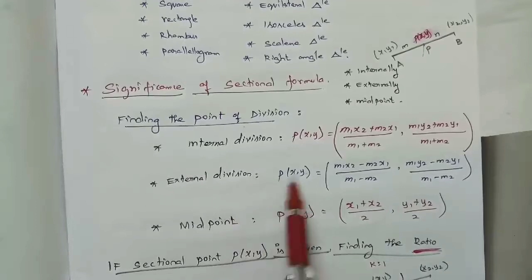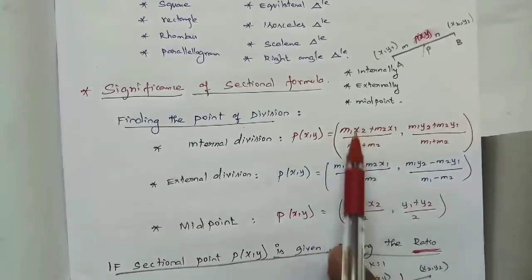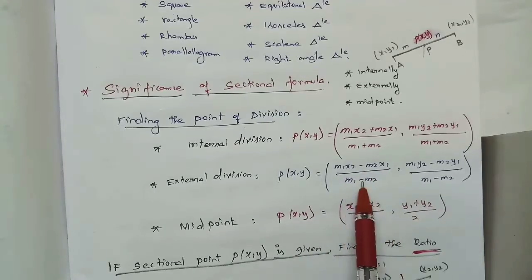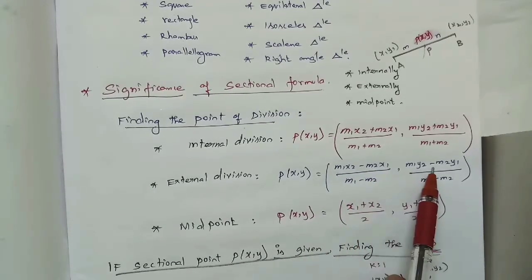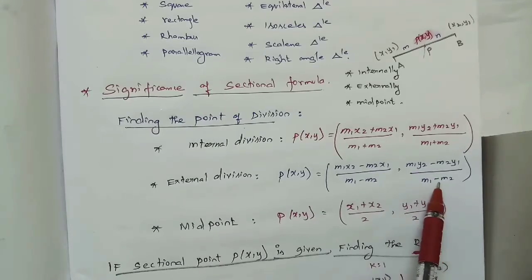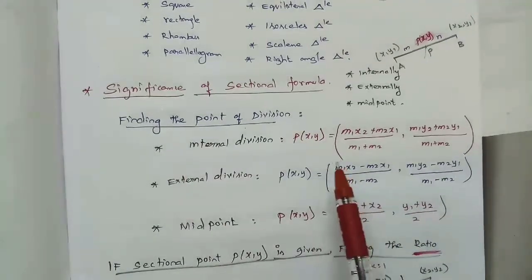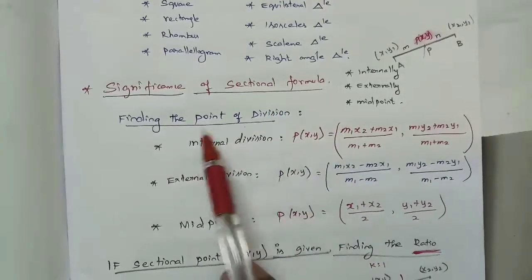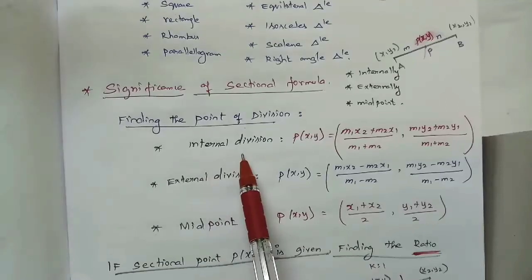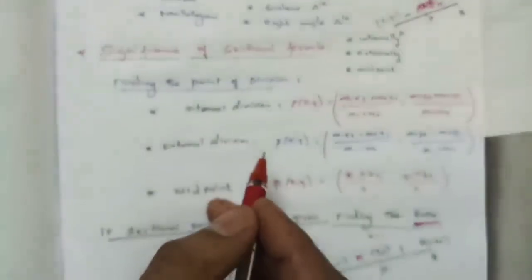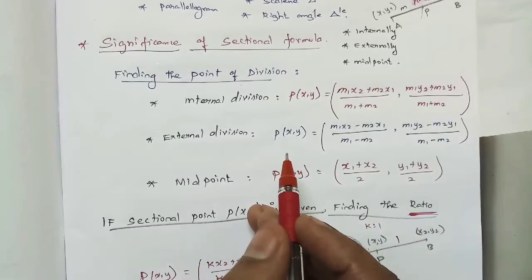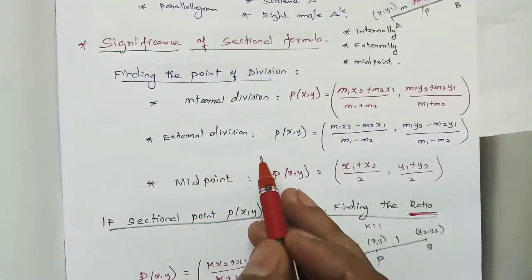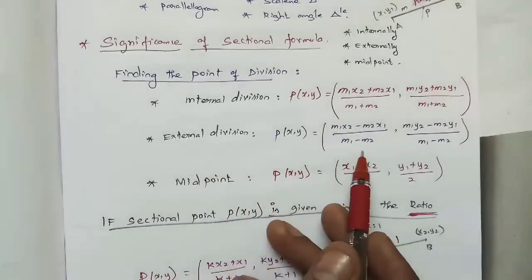External division means P of x comma y is equal to m1 x2. Same formula, but the symbol alone will get changed. m1 x2 minus m2 x1 divided by m1 minus m2, and m1 y2 minus m2 y1 divided by m1 minus m2. Understood? See, usually they ask you to find the section, the point of division. If they ask you to find the point of division, it will always be internal division, right? Specifically, if they mention that the point is dividing externally, then we want to use the external division formula.